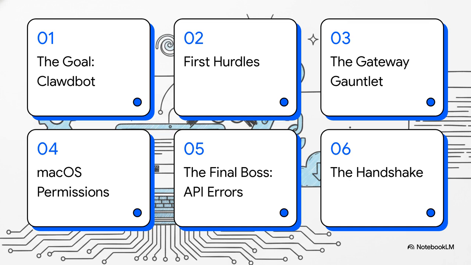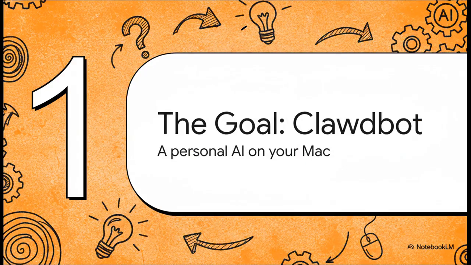So we're going to structure this whole thing like a 6-part quest. We'll start with the initial dream of having a personal AI, and we'll follow all the way through to the final victory of a successful connection. All right, every good quest starts with the goal, right? So what exactly is the prize we're after here?